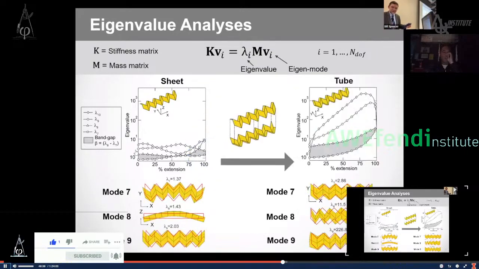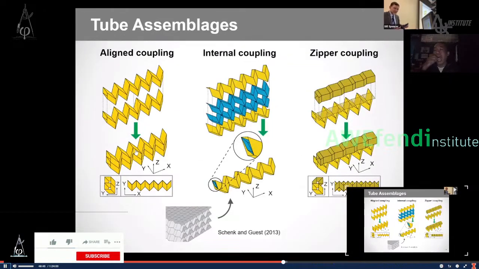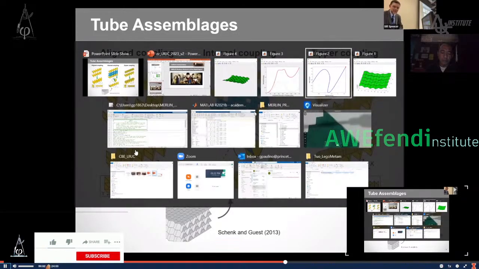And then we started to look at the tube that seemed promising. But then we looked at different configurations. For example, we started to look at the aligned configuration that you see here, the internal coupling, and finally the zipper coupling. Let me see if this will work.